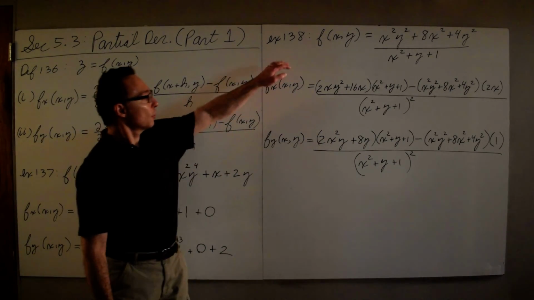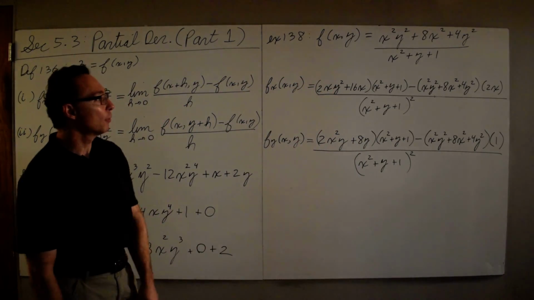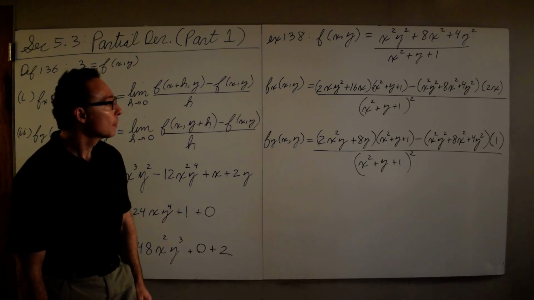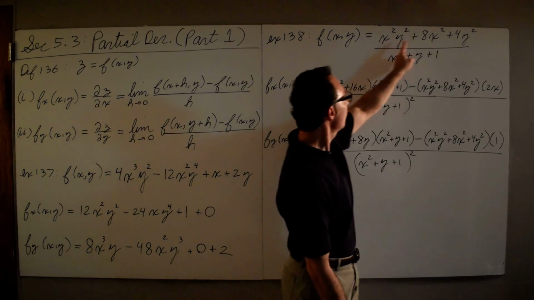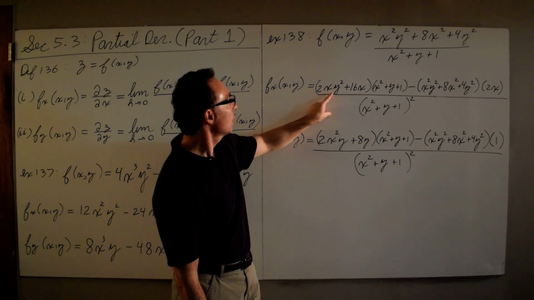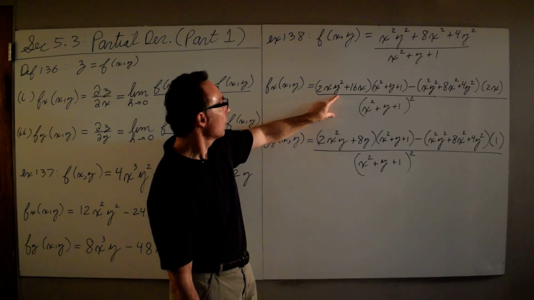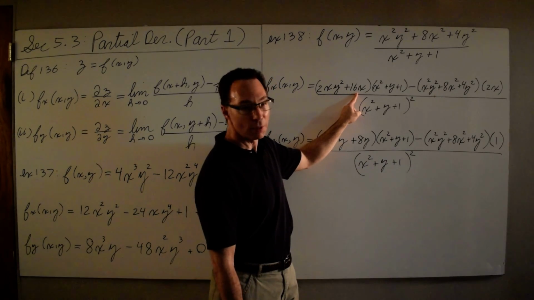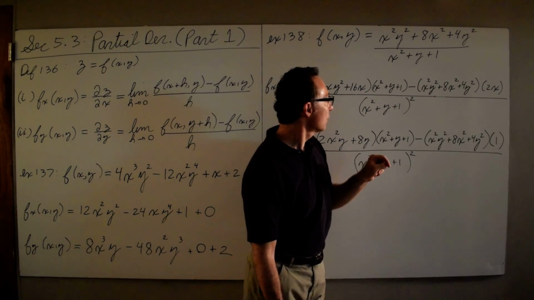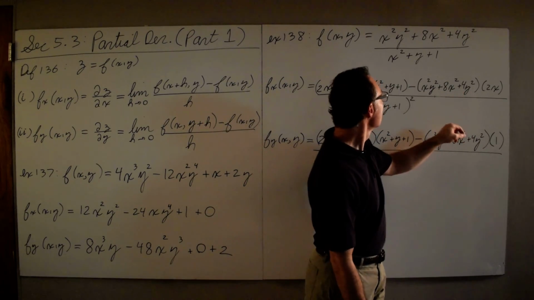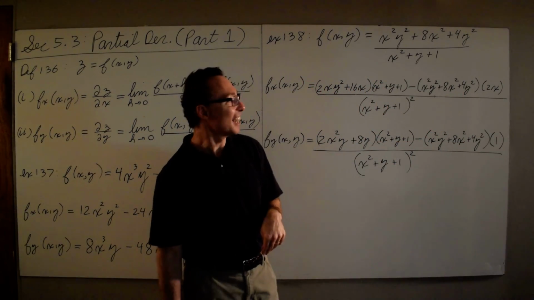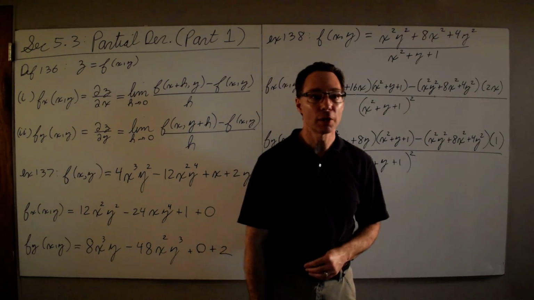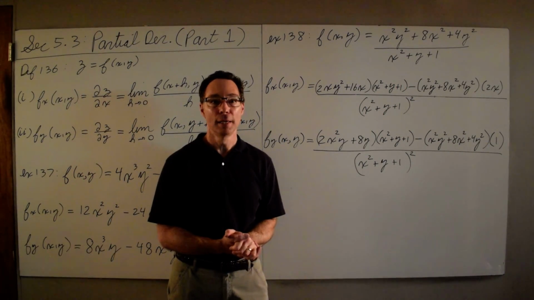For example 138, we have a rational function. We have a polynomial divided by a polynomial. So we use the quotient rule through here. So we take the partial derivative with respect to x of the numerator. Remember, we're just treating y like a constant. And so we multiply the partial derivative of the numerator times the denominator minus the numerator times the partial derivative with respect to x of the denominator, which is 2x. Remember, we are considering y as a constant.